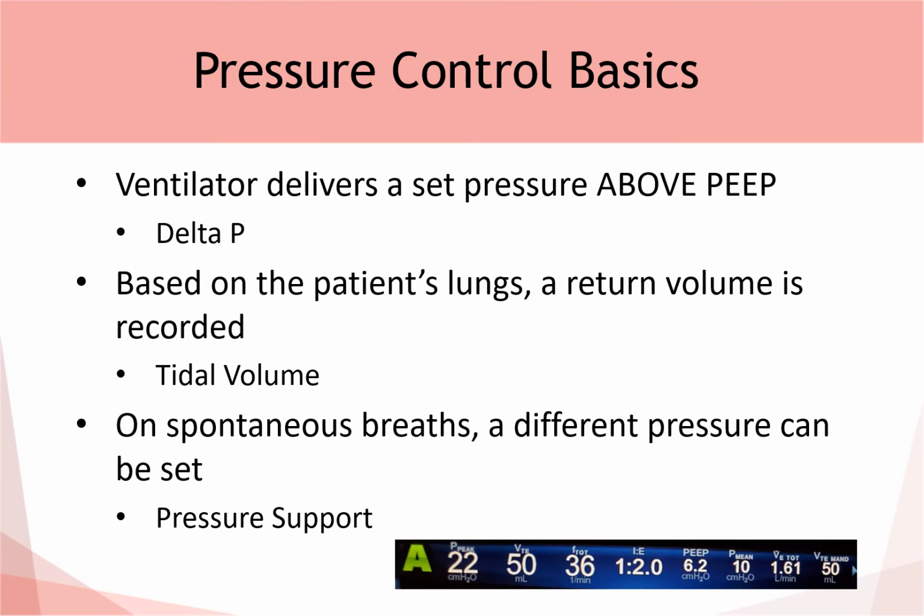So now we'll just go over the pressure control basics. The ventilator on pressure control mode delivers a pressure that's selected by the provider, and that's to say that the pressure that's selected is above PEEP. This pressure is demarcated as the delta P and is found at the bottom of the screen as an inspiratory pressure. Based off how compliant or diseased the patient's lungs are, a return volume is recorded, and it's something that reflects the patient's state. So that tidal volume coming back to you is that VTE that we looked at at the top of the screen previously.